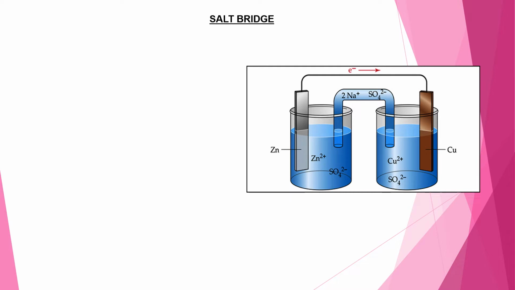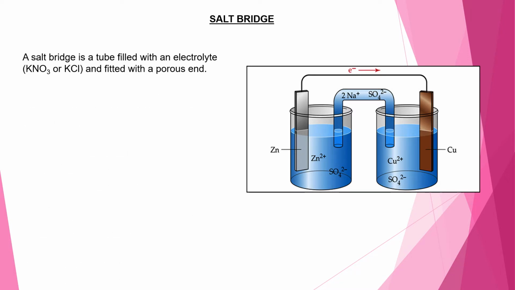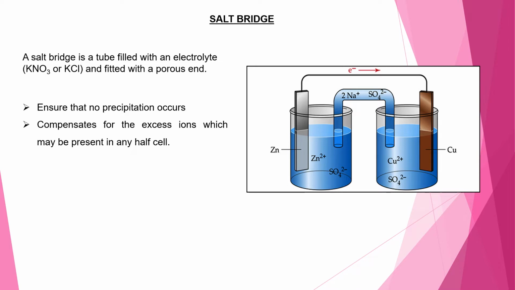A salt bridge is an external piece of glassware that is connecting the two half cells together. This salt bridge contains an ionic solution, and this ionic solution can be either potassium nitrate or potassium chloride. So a tube is filled with this solution and then plunged into the two half cells. The purpose of the salt bridge is to make sure that no precipitation reaction takes place in either of the half cells. The other very important function of the salt bridge is to keep the cell electrically neutral.